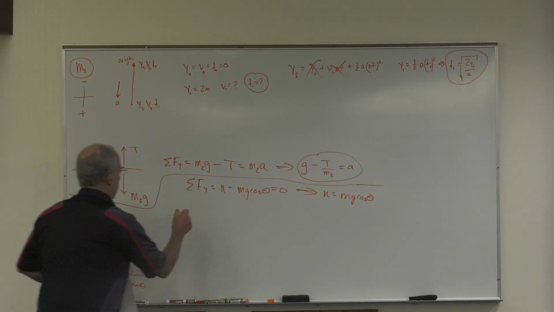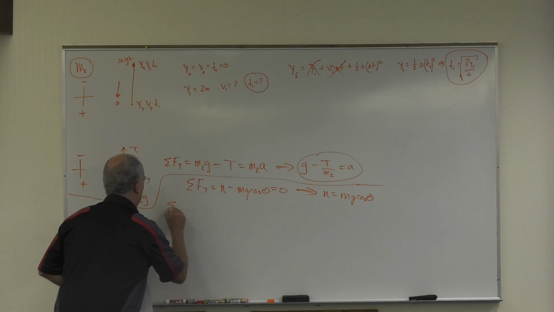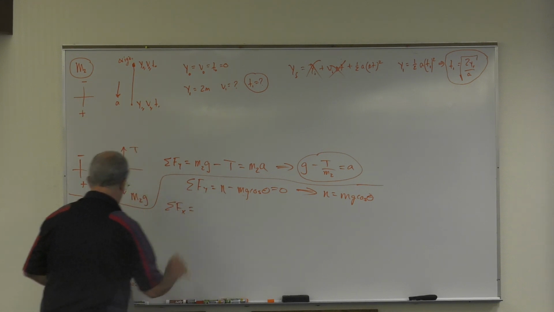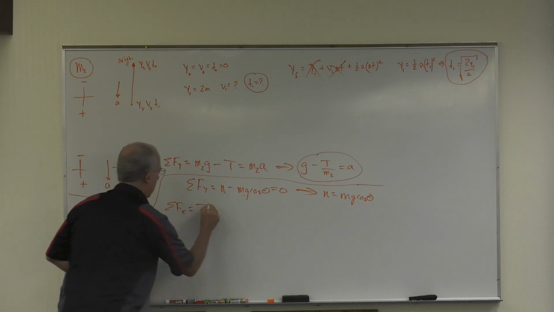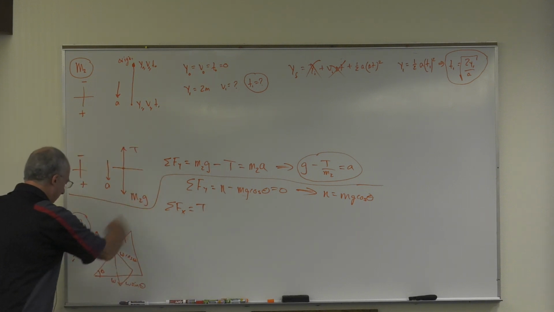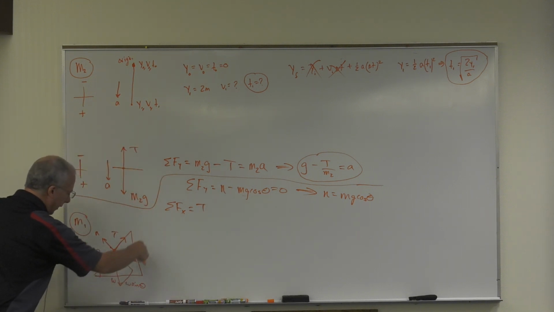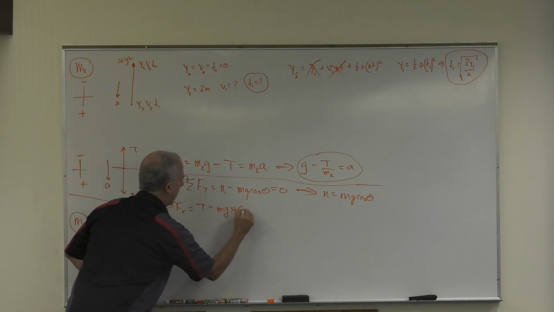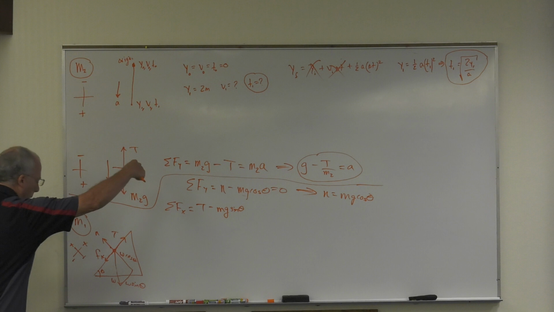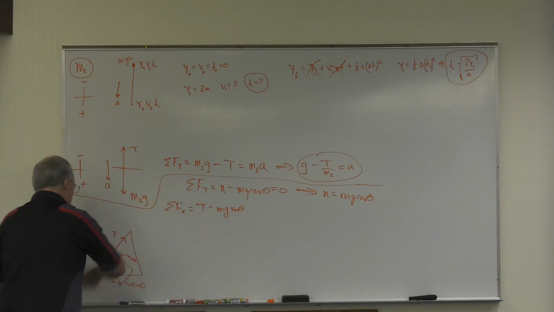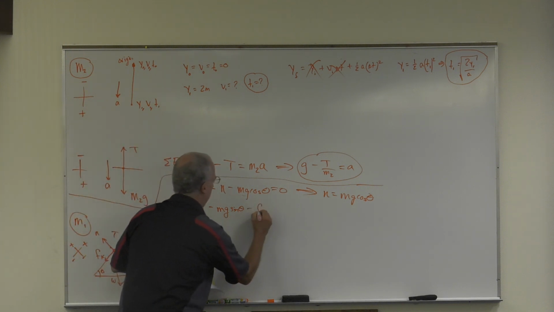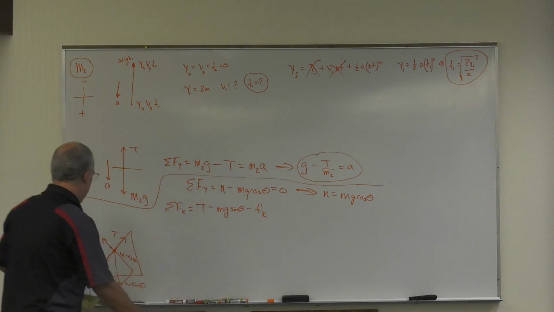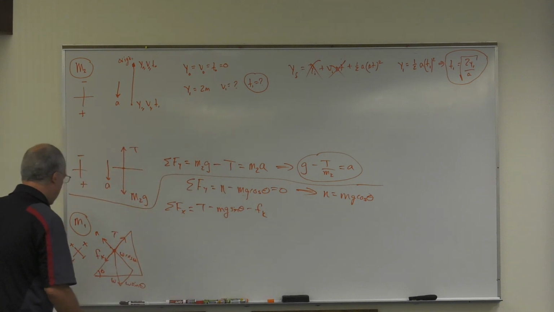Now I do my x. So the sum of the x forces. I have my T going that way. I have my W sine theta going that way, so minus mg sine theta. And I have my fk going down, or I mean negative x, minus fk. And what does that equal?